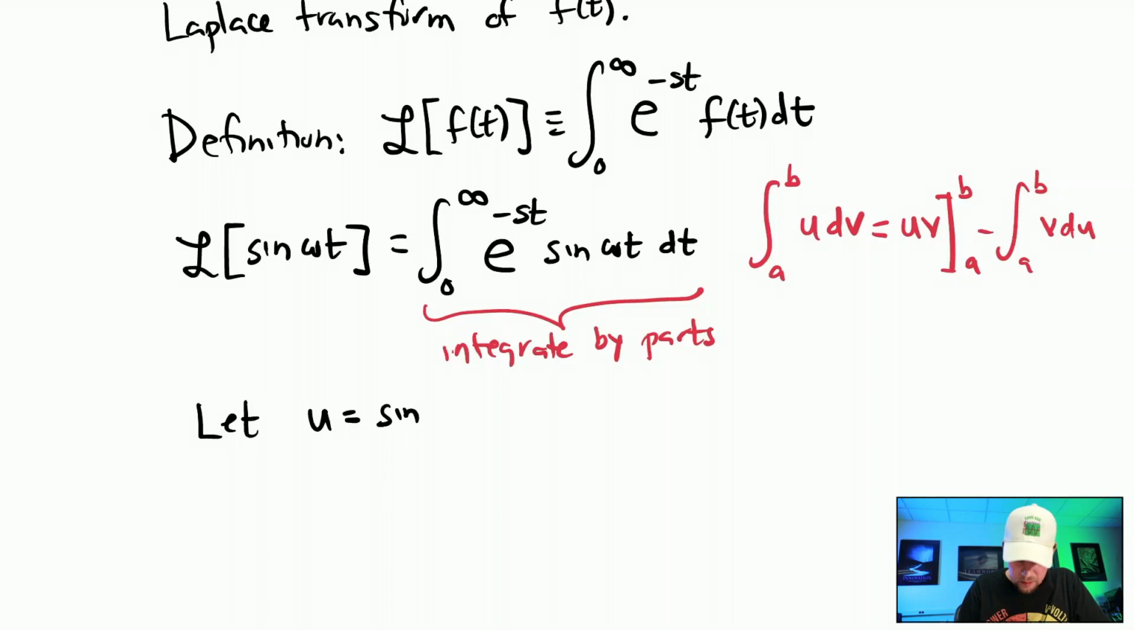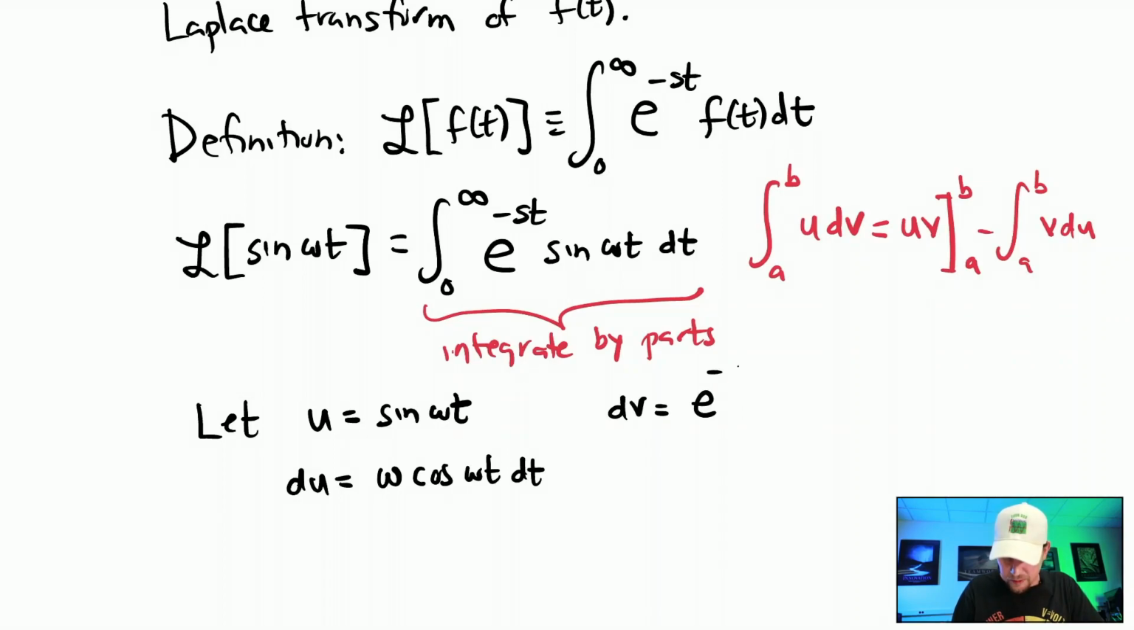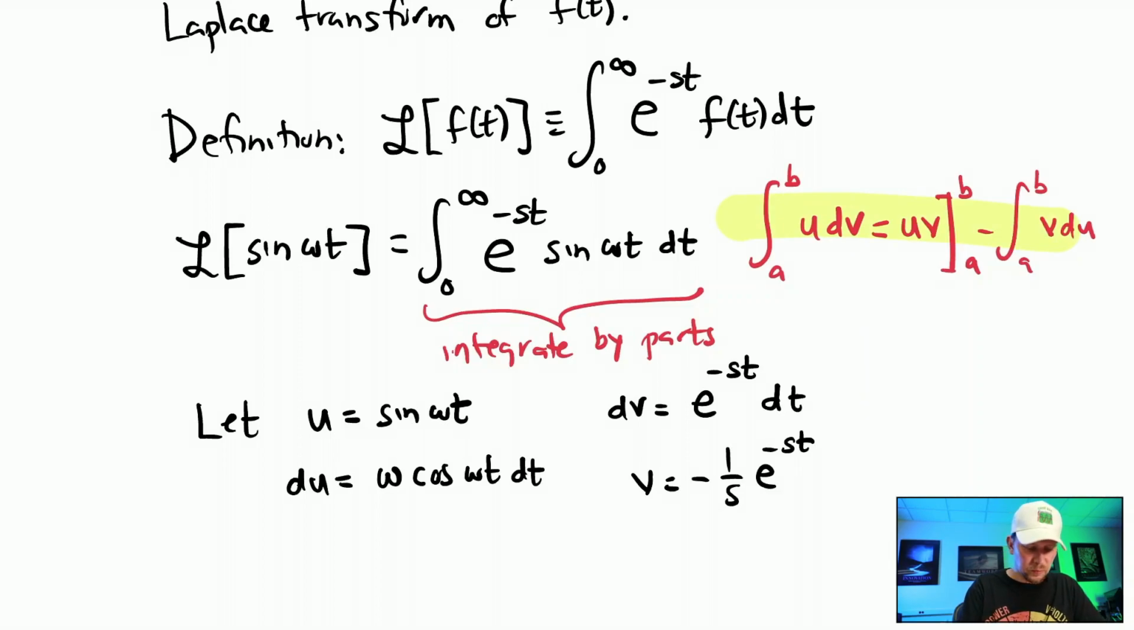let u equal sine of omega t, in which case my du, the derivative of sine is cosine, so this is omega times the cosine of omega t dt, where the omega has been brought out because of the chain rule. And if I let my dv be the extra part, this is e to the minus st dt, then my v is very simple. It is minus 1 over s e to the minus st, like this. I have all the pieces that I need in order to use this formula.